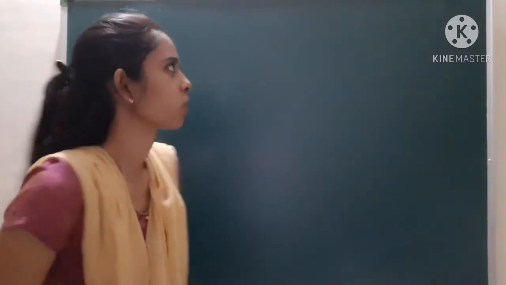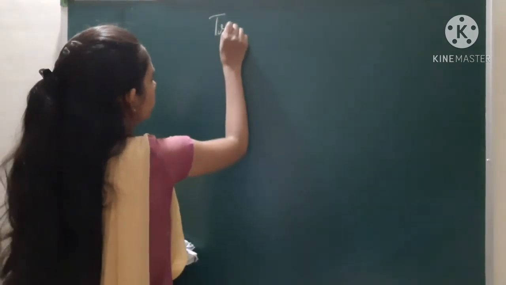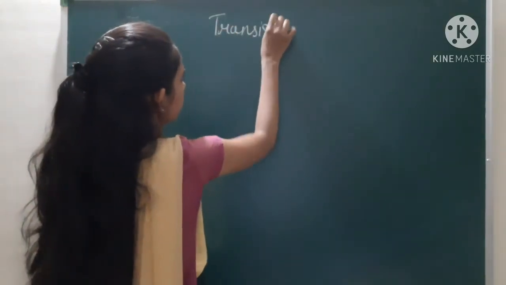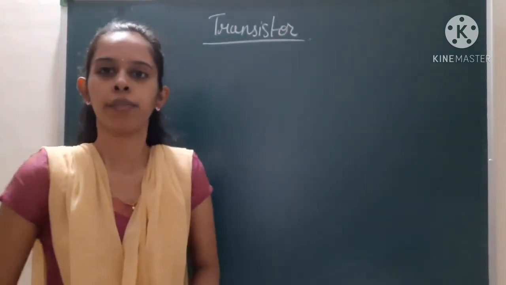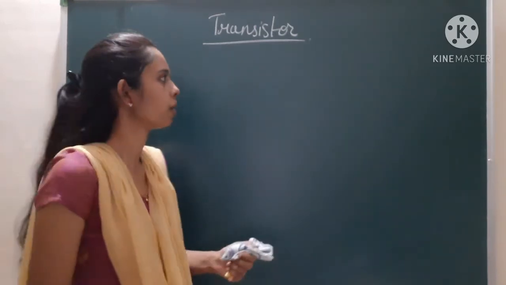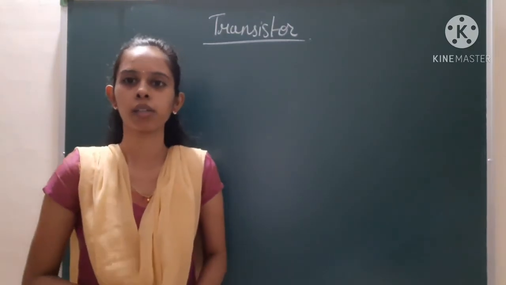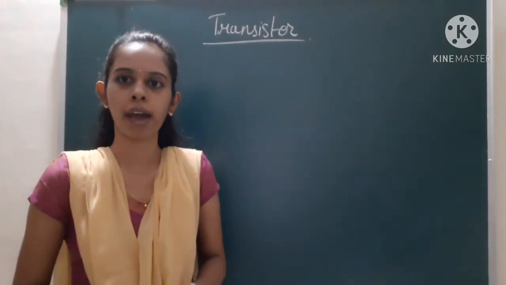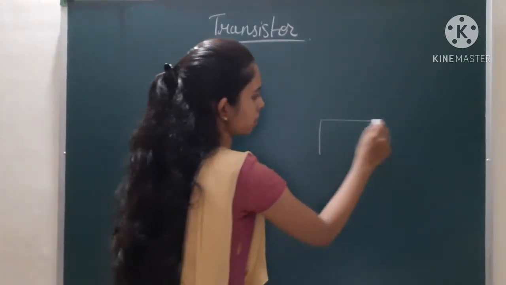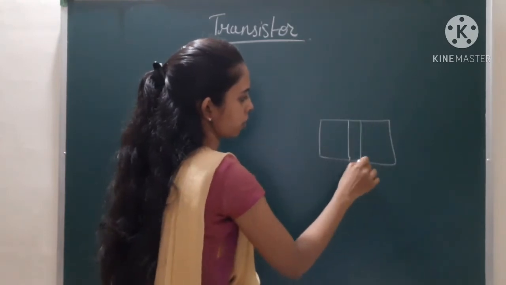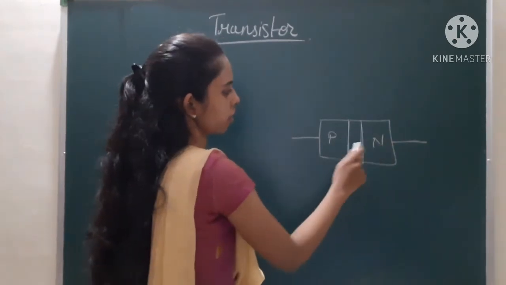Let us begin with our next topic, transistor. Before this topic, we have seen many types of devices or diodes, that is the PN junction diode. The PN junction diode has two regions and two terminals. In this type of construction for a PN junction, this is the P type and this is the N type junction diode.